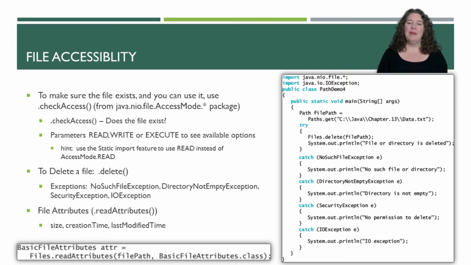There are also some attributes. You can get the file attributes for the file you're working with, such as what time it was created, when it was last modified, and what size it is. These are pieces of information that might be useful to you when you're checking to see if the file is the right file, if it's what you wanted, and so forth.